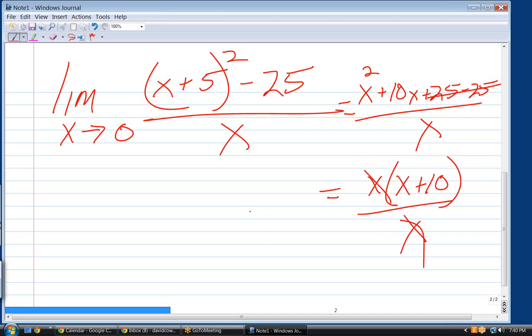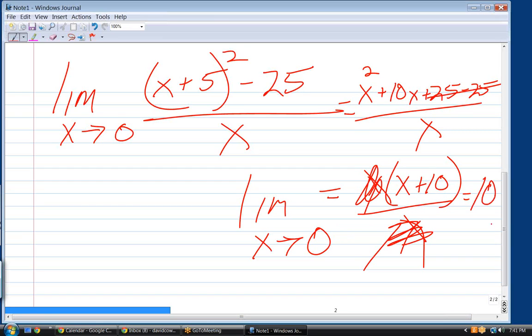The x's cancel, reapply the limit. What do you get? x plus 10. When I say reapply the limit, I mean resubstitute 0 for whatever x you see left. So that goes to 10. You understand what I meant? Yeah. Okay, cool.